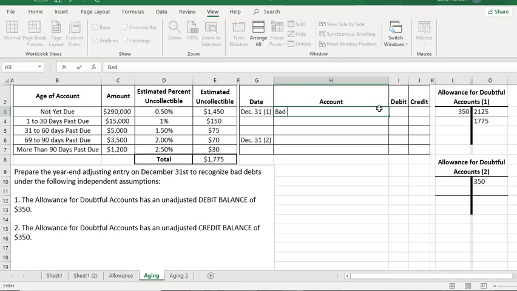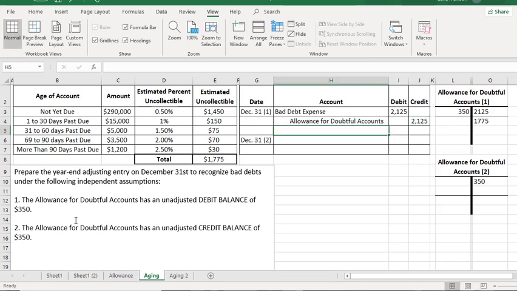So the adjusting entry is always going to look the same way for the two accounts. It's going to be bad debt expense for the debit of $2,125, and the credit is going to be the allowance for doubtful accounts, and that's also for $2,125.